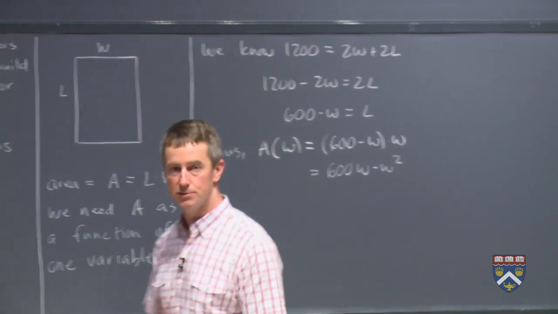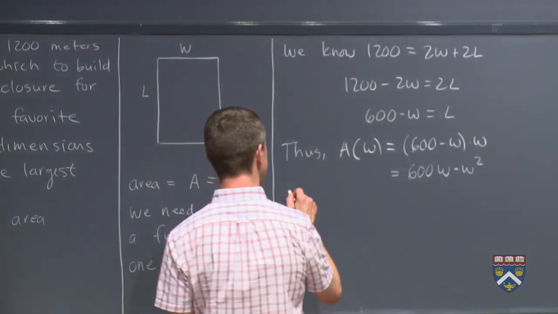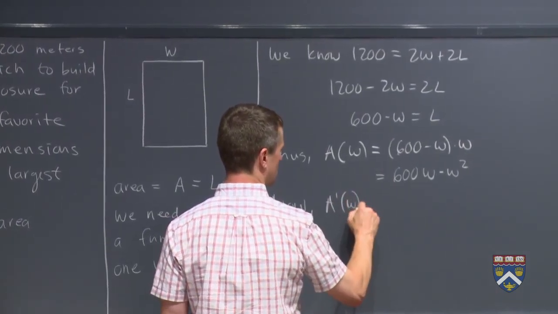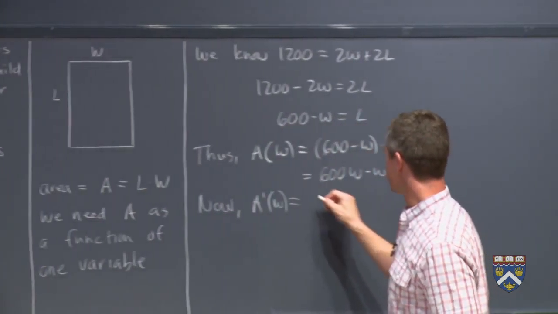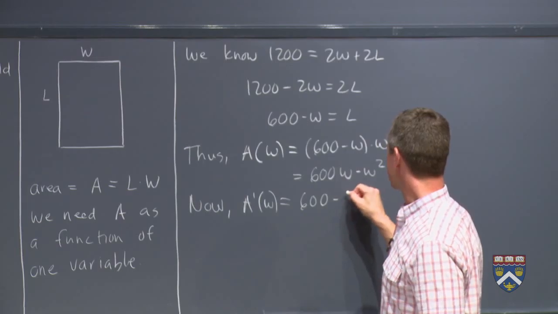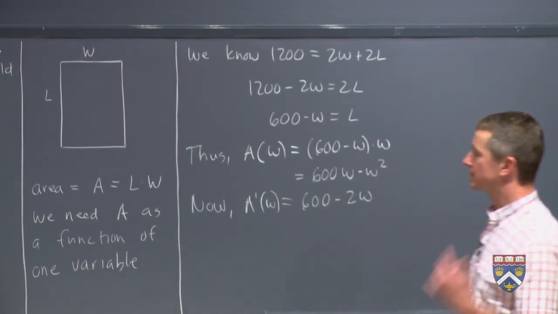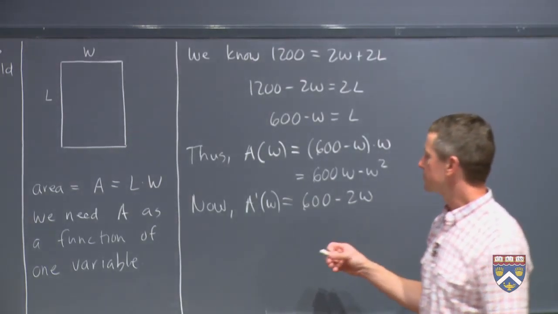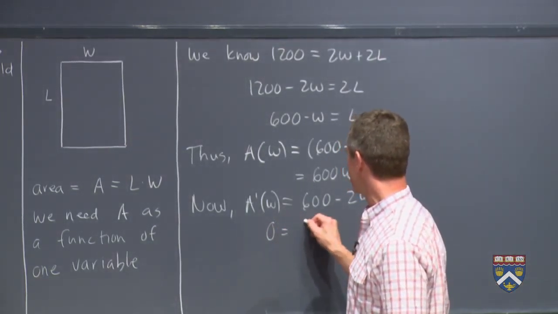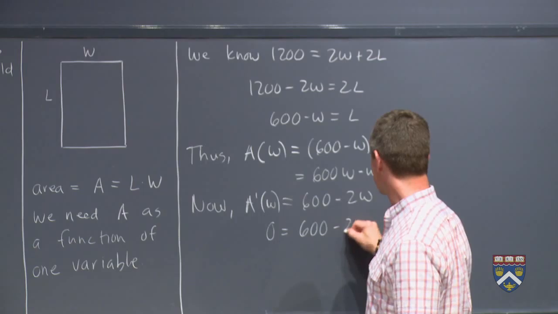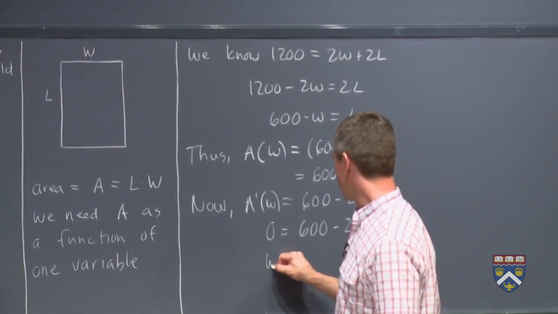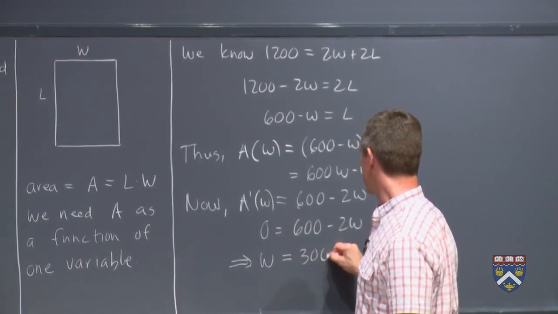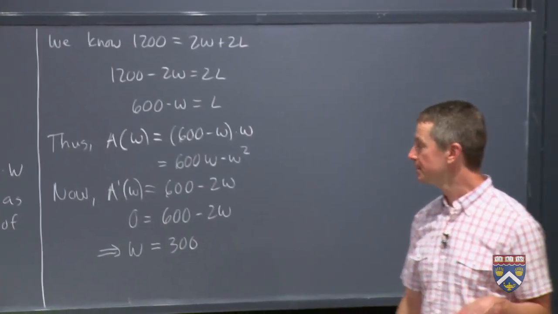600w minus w squared. So now we can take A prime, just using our normal derivative rules. We get 600 minus 2w. We should ask ourselves, can this ever be undefined? It can't, because this is just a linear function. So all that remains is to set this equal to 0, 600 minus 2w. And if we solve, we'll get w equals 300, which might be what you guessed.